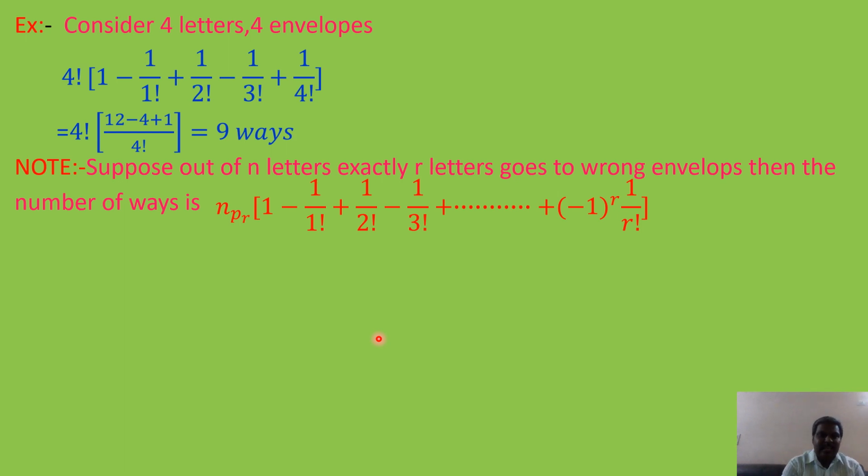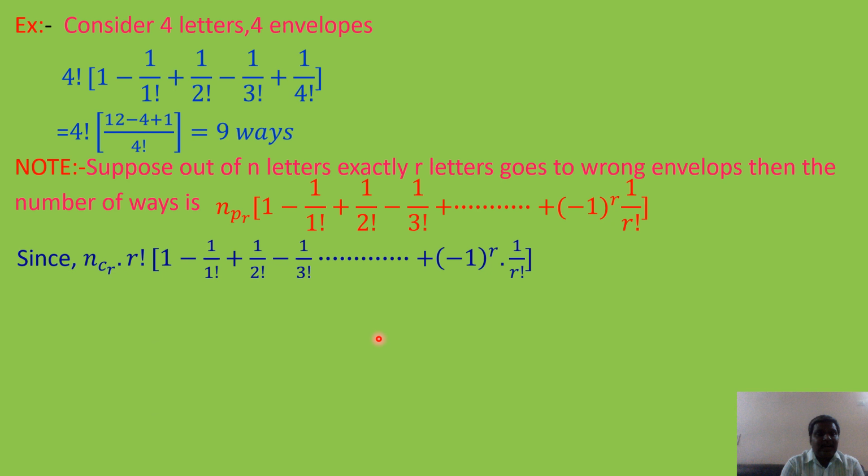In how many ways? r factorial into 1 minus 1 by 1 factorial plus 1 by 2 factorial minus 1 by 3 factorial plus and so on up to plus or minus 1 whole power r into 1 by r factorial. That is nCr into this. This is my derangements for r letters and r envelopes, into nCr. How is nCr obtained? We are selecting r letters out of n letters, nCr ways, and these r letters go to wrong envelopes.